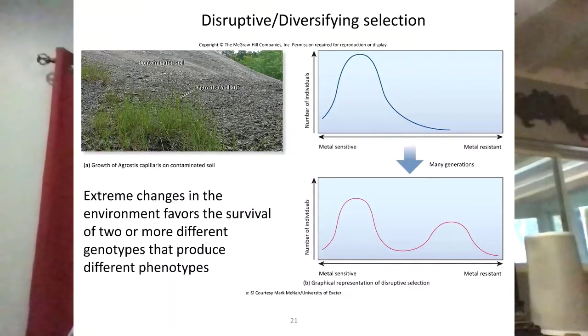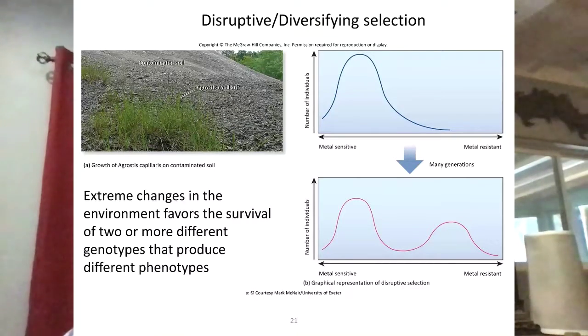But in this case, in disruptive selection or diversifying selection, one of the assumptions is that the individuals can interbreed, and so they don't speciate right away. Okay. The other picture you see there with the plants is showing a type of plant, Agrostis capillaris. This is a plant that can survive in very acidic soils or very neutral soils. So again, extreme changes in the environment favor the survival of two or more different genotypes.